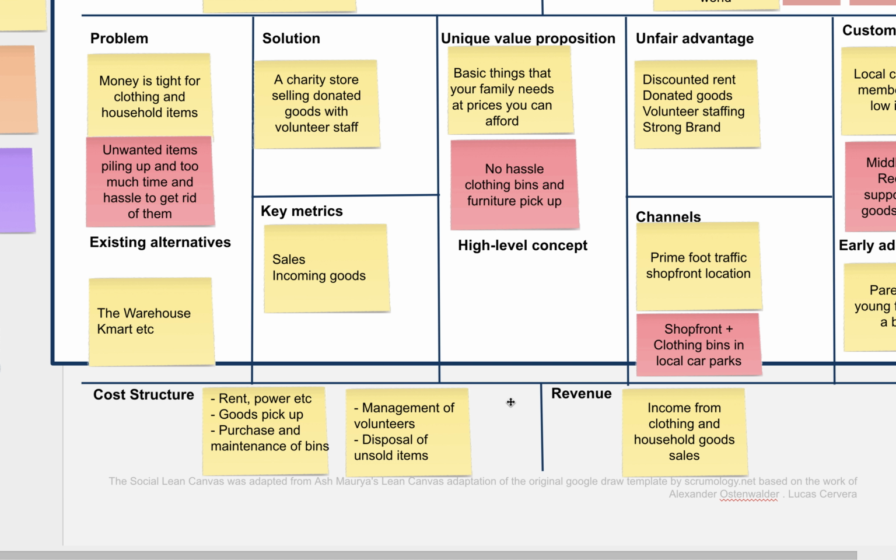So what's your volume of clothing coming in? What's the quality and value of that clothing in? And those metrics will help you tune the business model around how you encourage the right kinds of clothing and household goods in the right volumes so that you can be successful.